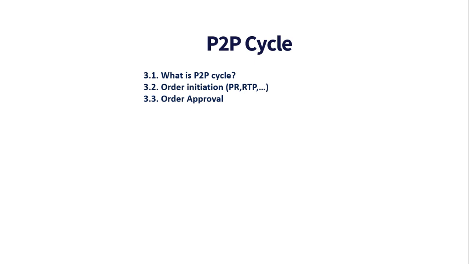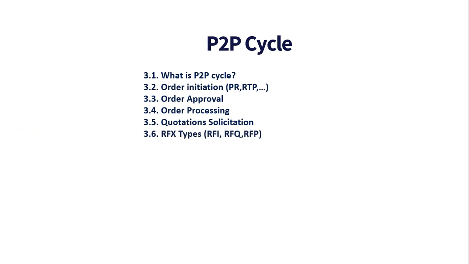So in this module, we will discuss what is a procure to pay cycle, the order initiation. We are talking about purchase requisition or request to purchase, the order approval cycle, order processing, quotation solicitation when you are bringing quotations from suppliers. We will get to learn the Rfx types, the most well-known ones, the RFI, request for information, the RFQ, request for quotation, and RFP, request for proposal.